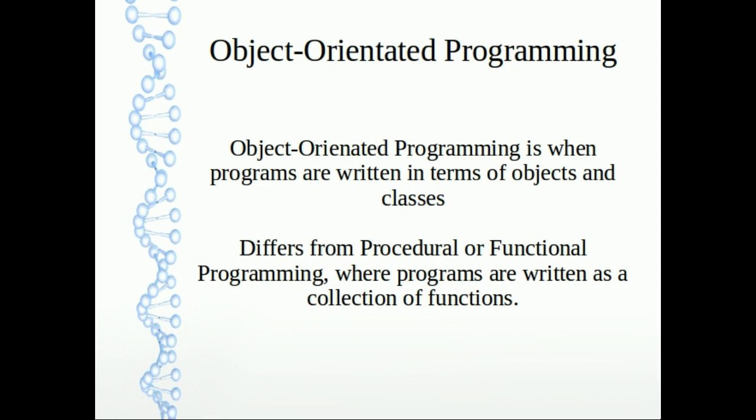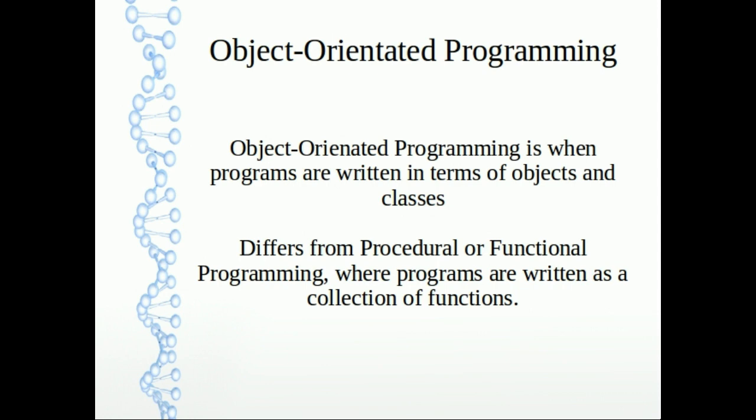So what is object-oriented programming? Object-oriented programming is when programs are written in terms of objects and classes, and this differs from procedural or functional programming, where programs are written as a collection of functions, or sometimes termed modules.